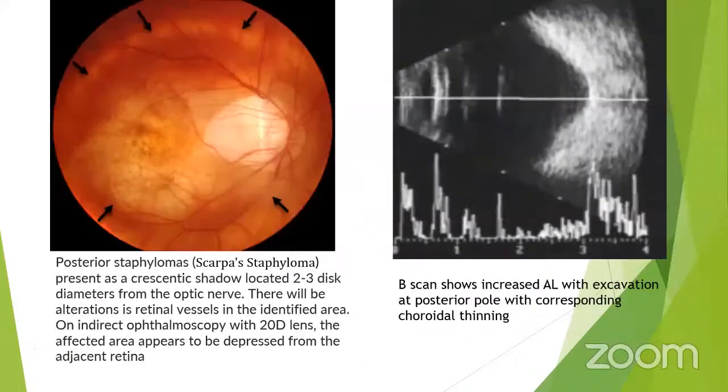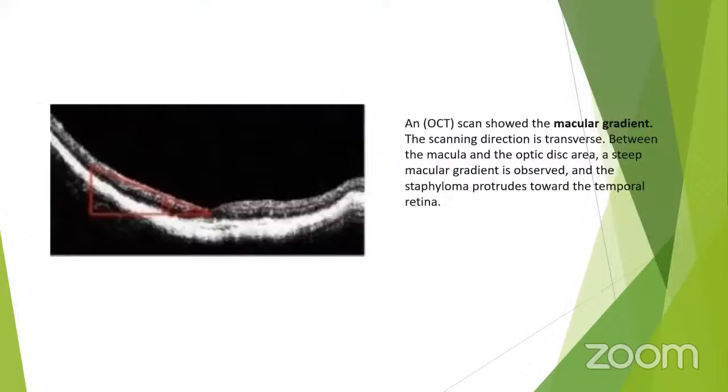The next lesion in pathological myopia is posterior staphyloma, also called Curtin's staphyloma. It is present as a crescentic shadow located 2 to 3 disc diameters from the optic nerve. There will be alterations in the retinal vessels in the identified area, and on indirect ophthalmoscopy with a 20D lens, the affected area appears to be depressed from the adjacent retina. B-scan will show an increase in axial length with excavation at the posterior pole with corresponding choroidal thinning. OCT scan shows a macular gradient. This triangle represents the macular gradient.